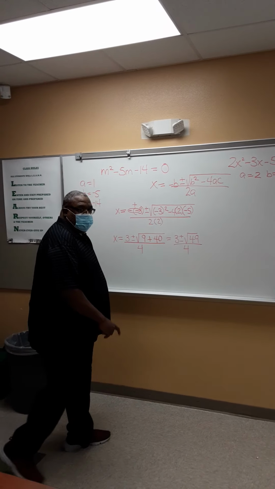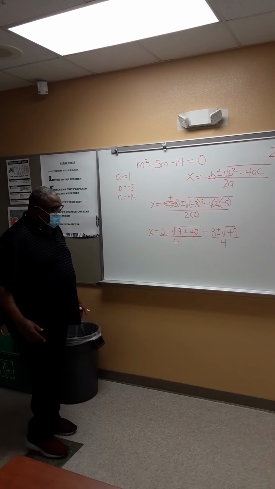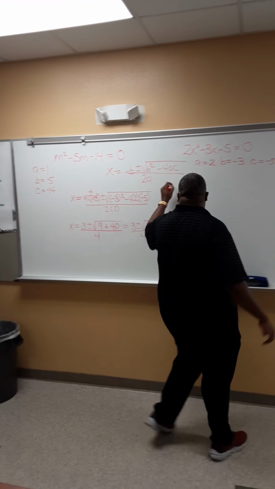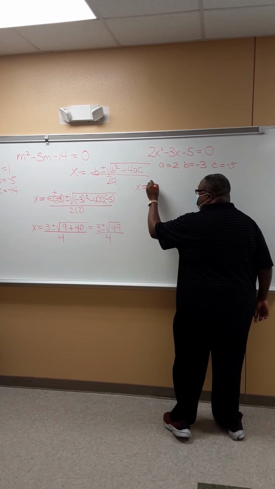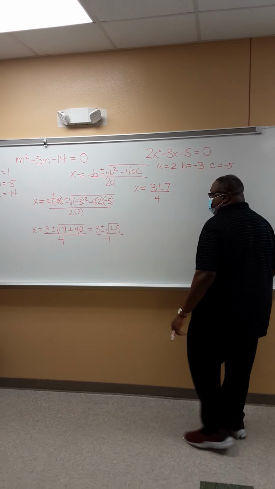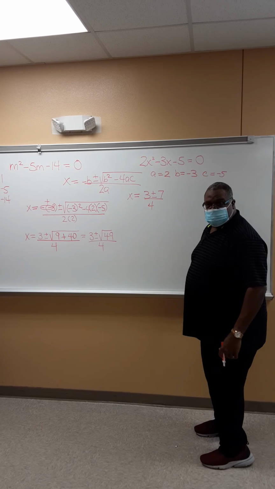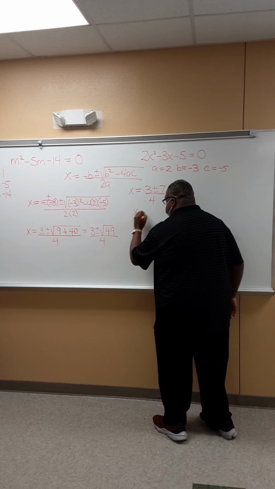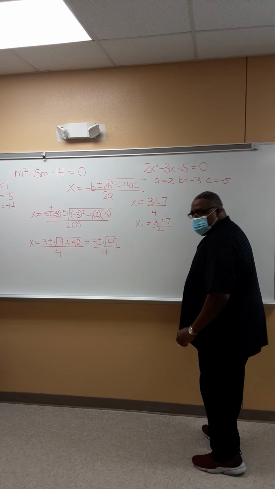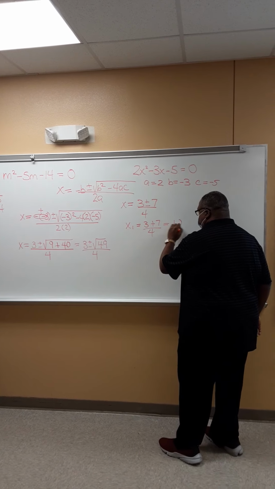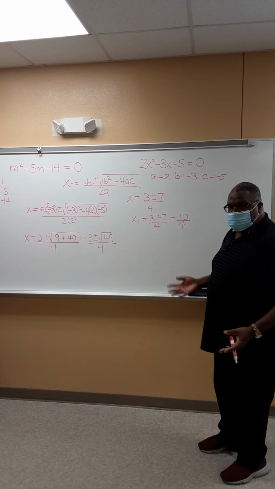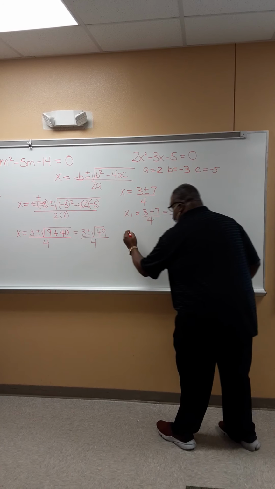Again, square root of 49, that's a perfect square. I know what that is. That's 7. So I have x equals 3 plus or minus 7 over 4. So from here, I got my two answers. X1, 3 plus 7 over 4. That's 10 over 4. And we know that 4 doesn't divide 10 evenly, but I can reduce the fraction. That's 5 halves.